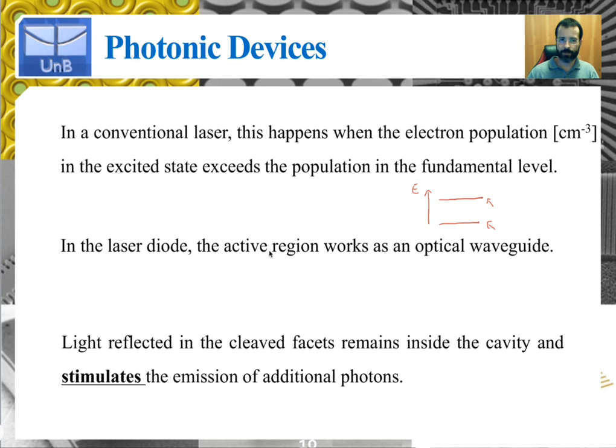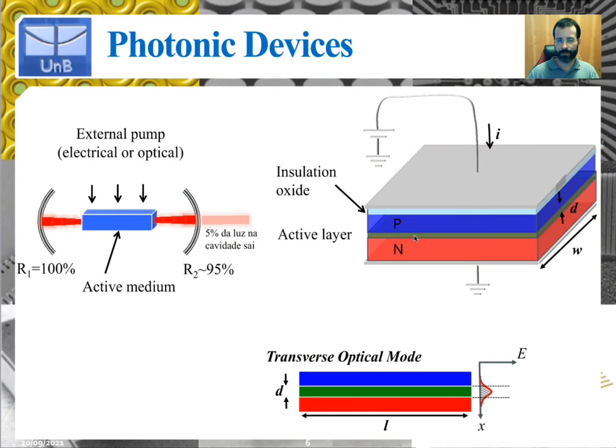In the laser diode, the active region works as an optical waveguide. This is another point that we've mentioned, because the refractive index of the active layer is dependent on the band gap. The smaller the band gap, the higher the refractive index. And usually you have a small band gap material sandwiched between two large band gap materials. You effectively have an optical waveguide based on total internal reflection, such as you have in an optical fiber or integrated waveguide and so on, and which will support a transverse mode.